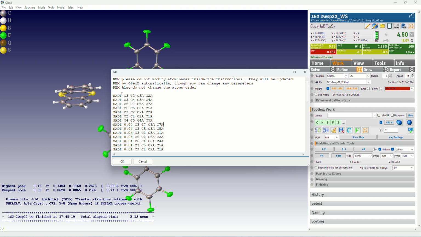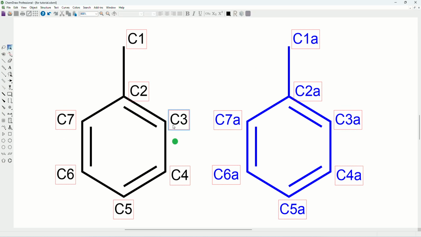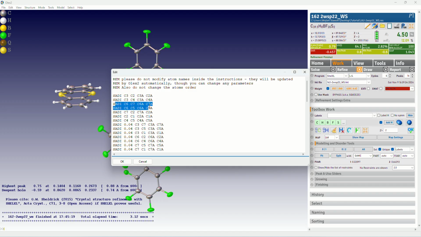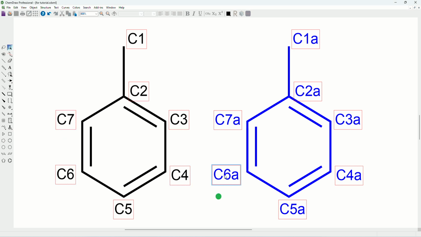But what it also did is, let's have a look at this line, SADI, C2, C3, C3A, C2A. C2, C3A, C3, C2, the same as C3A, C2A. And another line, C6 to 7, the same as C6A to 7A. So what it did is compare separately all of the distances. This pair, this pair, this pair, and so on. So I usually don't like it to do it this way.